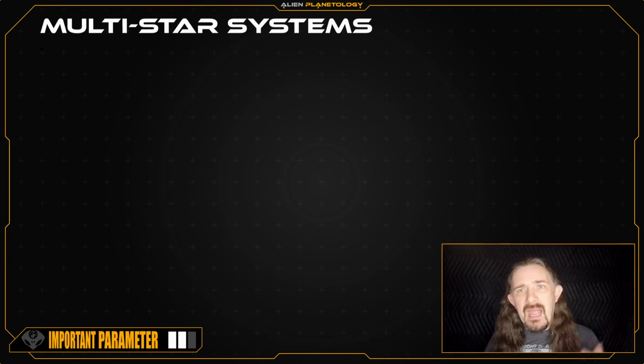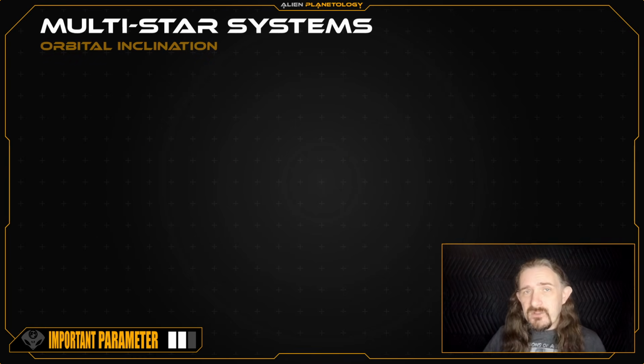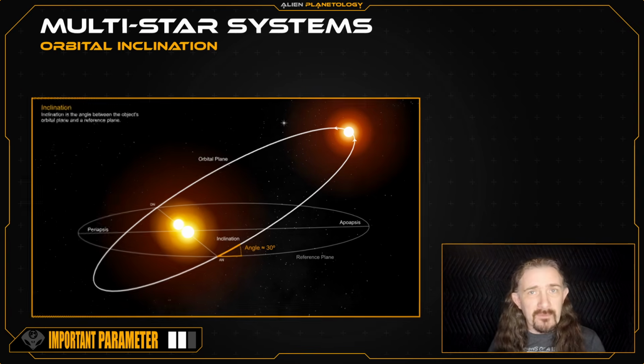With these parameters, I have defined the shape of the star's orbit, but now I need to define the orbit's orientation relative to the AB pair. To this end, I need to define three more parameters: the star's inclination, longitude of the ascending node, and argument of periapsis. The first of these parameters that I need to set is my C star's inclination. This is the angle between my star's orbital plane and the system's reference plane, which in this case is the orbital plane of the AB pair.